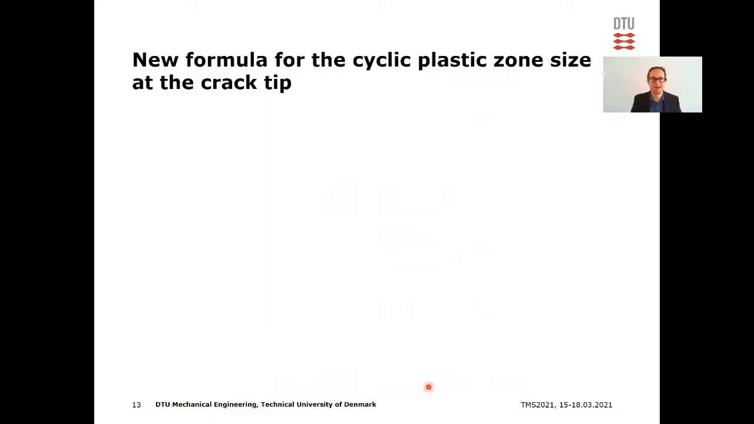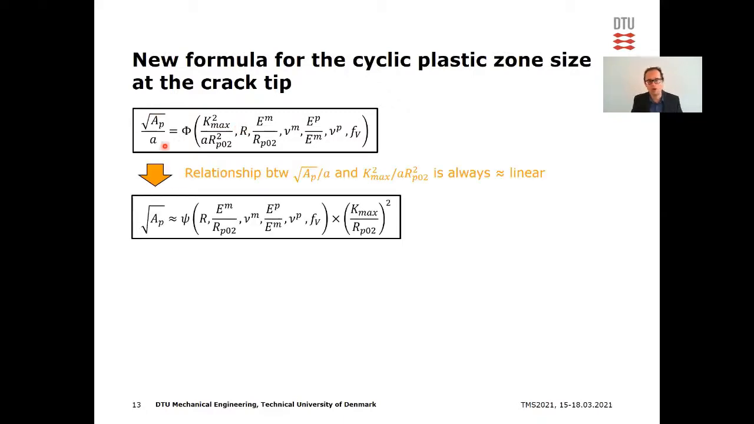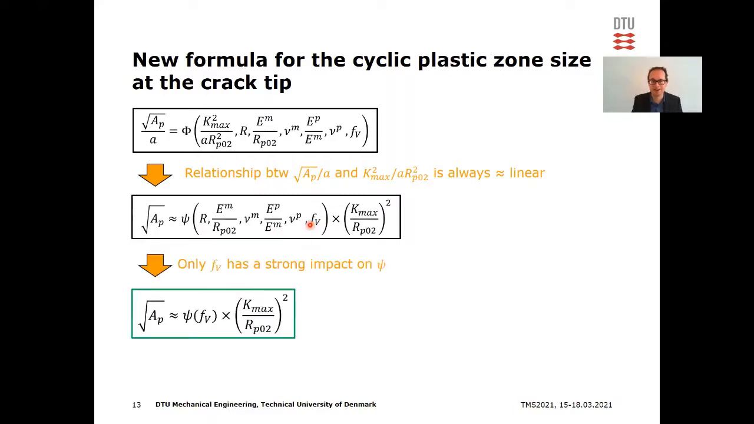So in order to compensate for that, we have come up with a new formula to estimate the size of the plastic zone. And we started from this general expression that we have obtained using the Buckingham Pi theorem. Because there is always a linear, or approximately linear, relationship between these two dimensionless quantities here, we can rewrite this expression in this simplified form, in which this psi function is simply the slope of the previous curves, the curves that I showed you before. And as we saw, this slope is not much affected by these parameters, except for the particle volume fraction.